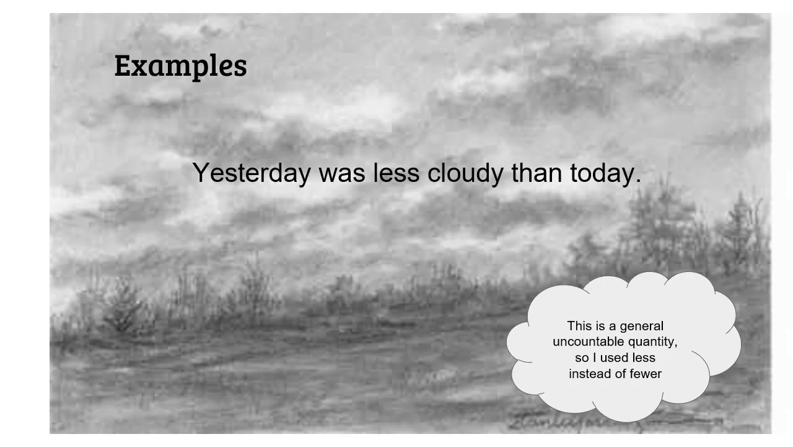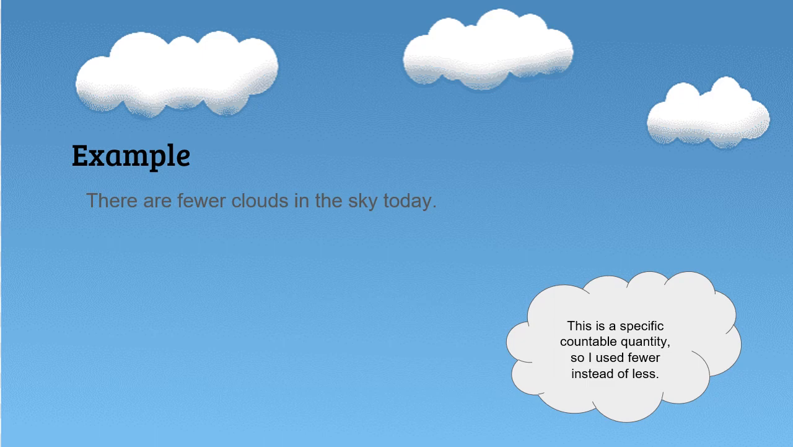For example, in this image, the clouds are kind of all blurred together. The whole sky looks cloudy. So we would say yesterday was less cloudy than today, or we would describe this as a less cloudy sky. In this image, however, we can literally count the clouds. So if you look at the clouds on the top, there are 1, 2, 3 clouds. So we would say there are fewer clouds in the sky today.